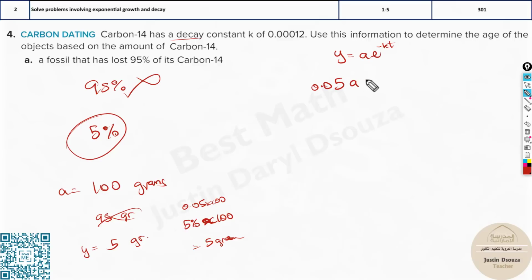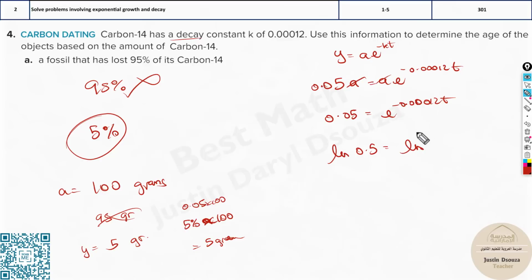Now here 0.05 A, because that's 0.05 times the initial amount, is equal to A e to the power minus the k value, which is already given, 0.00012, times t. When it's mentioned, don't go and round it off. Take the entire value, whichever is given to you. A is gone, so you have 0.05 equals e to the power minus 0.00012 times t. Then you can just put this in the calculator directly and get the answer, or you can take ln on both the sides and still you'll get the same answer. So I'll show you how we can substitute in the calculator.